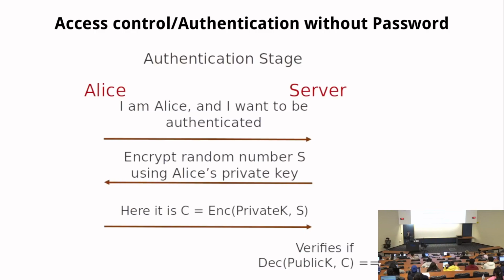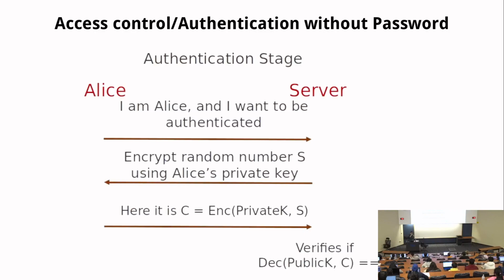Then Alice will encrypt this random number using her private key, which generates this. This is called a response. So what the server gives to Alice is called a challenge. The server challenges Alice to encrypt this message using the private key. Then Alice will encrypt that, get a ciphertext, a response, and send it to the server. The server has Alice's public key, so the server can verify, decrypt that, to see if this is really signed by Alice. If this is signed by Alice, then the server knows this is a valid authentication request.